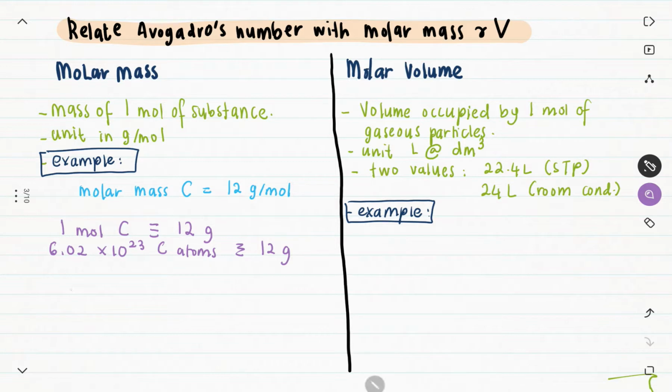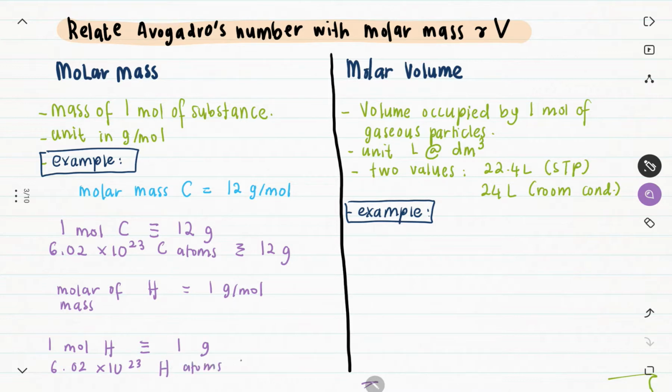Another example, if you have a molar mass of hydrogen of 1 gram per mole, it means that the mass of 1 mole of hydrogen is equivalent to 1 gram. It means that 6.02 times 10 to the power of 23 hydrogen atoms will give you mass 1 gram. That is molar mass.